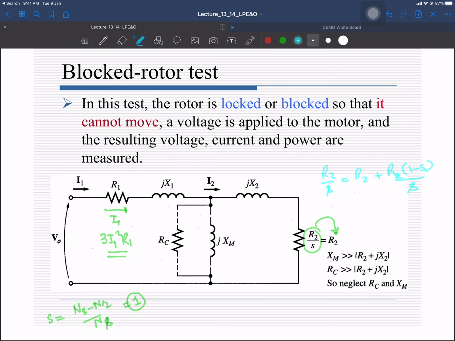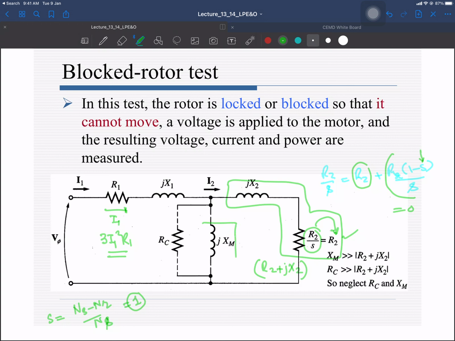So only R2 is there. There is no power that is converted into the mechanical form because this S is equal to 1. This resistance goes to 0. It means no power is converted into the mechanical form. Only you have the rotor copper losses. Your shaft is not rotating. So that you can see in this circuit that this R2 by S is equal to R2. Okay, so net impedance will be R2 plus jX2.